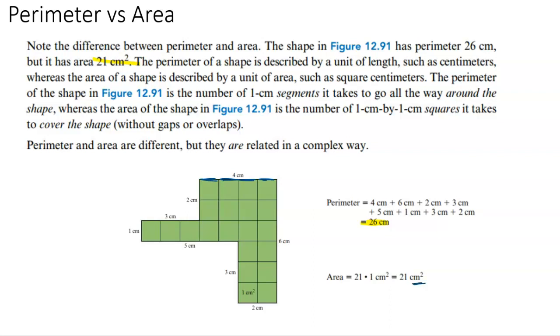The perimeter is the number of 1 centimeter segments it takes to go all the way around. And the area is the number of 1 centimeter by 1 centimeter squares. So instead of counting these one at a time, it could be 1, 2, 3, 4, 5, 6, and this is the area. That would be a way to calculate the area.